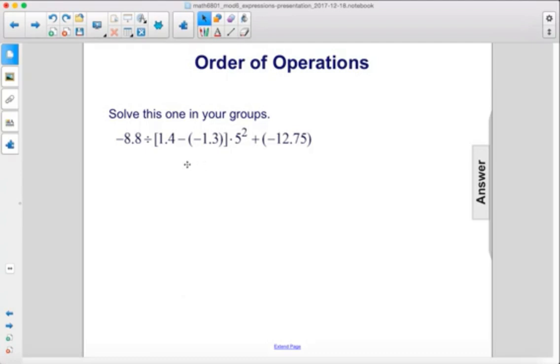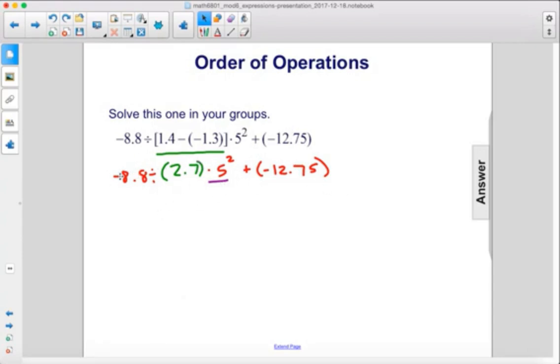Solve this one in your groups. Alright, we have a large expression here, but first we look for any operations inside of parentheses that need solved, and that would be here. So we solve 1.4 minus negative 1.3 gives us positive 2.7. Then we rewrite the rest of the equation and move on.